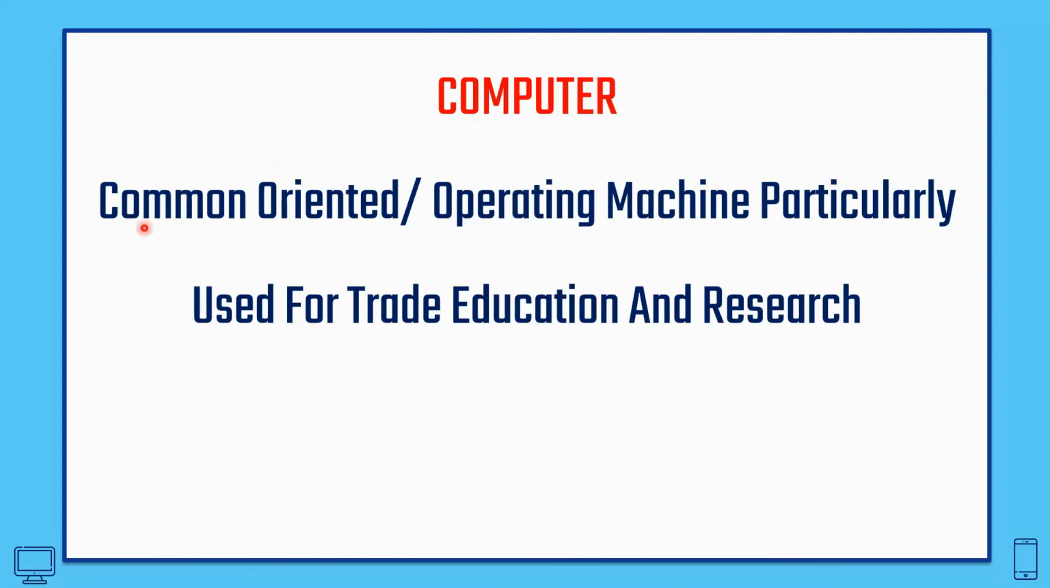C stands for computer. C stands for common. O stands for oriented or operating. M stands for machine. P stands for particularly. U stands for used for. T stands for trade. E stands for education. And R stands for research.